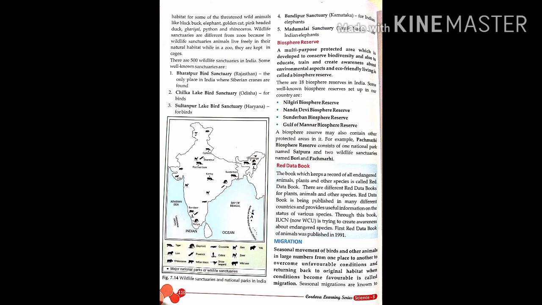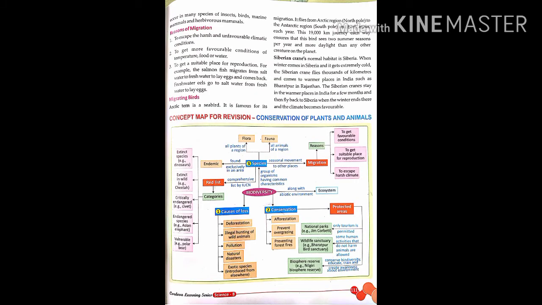Red Data Book we have cleared in the previous book, in which they keep the complete record and make a list of the organisms, whether they are living and where they are living, variable species and everything. Migration is the moving of animals from one place to another due to climatic conditions, an unfavorable environment and everything. The Siberian crane is the best example of a migrant bird. Where does it come from? When Siberia gets extremely cold, it flies to Rajasthan. Siberian cranes fly thousands of kilometers to come to a warmer place in India such as Bharatpur, Rajasthan. The Siberian crane is the best example of a migrant bird.